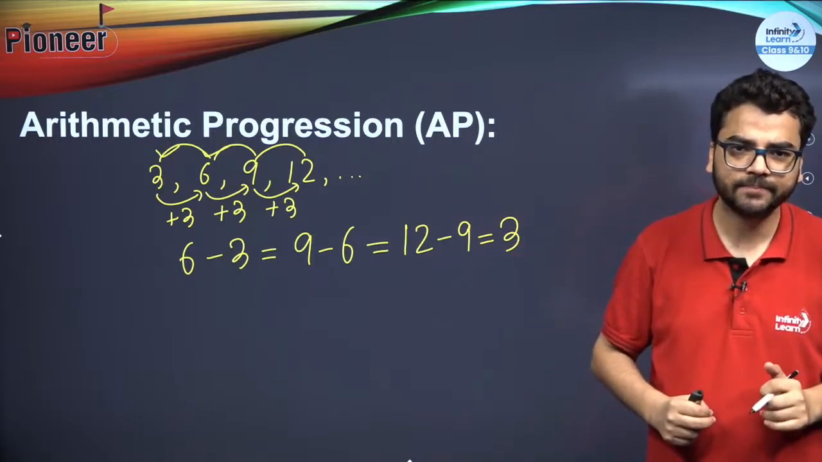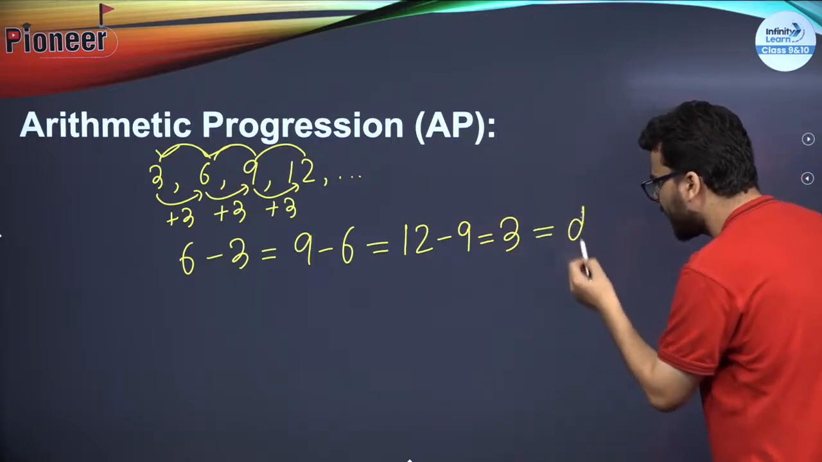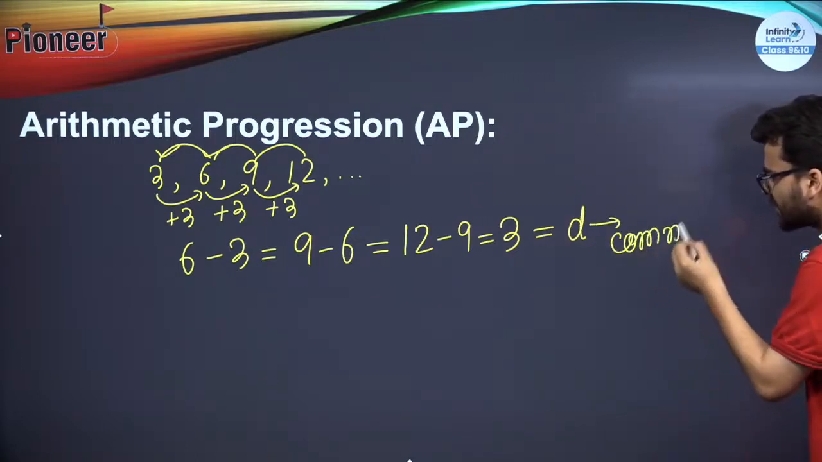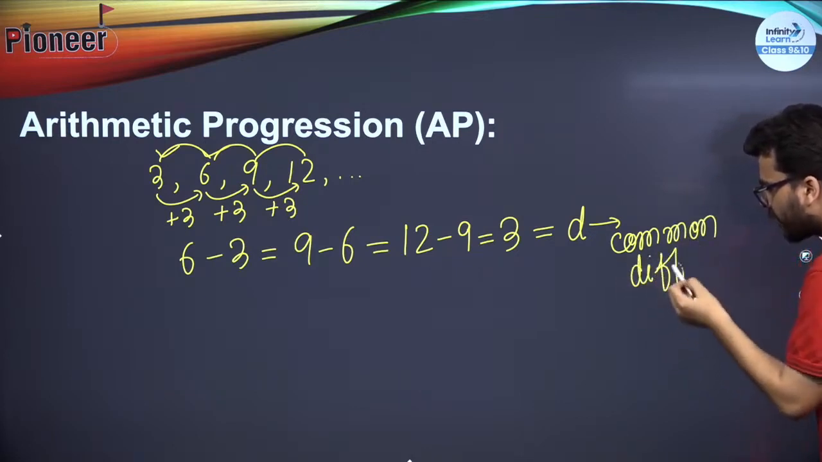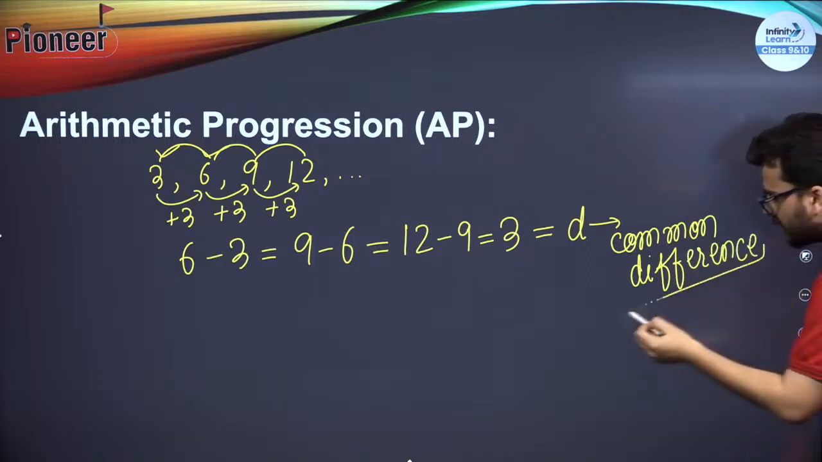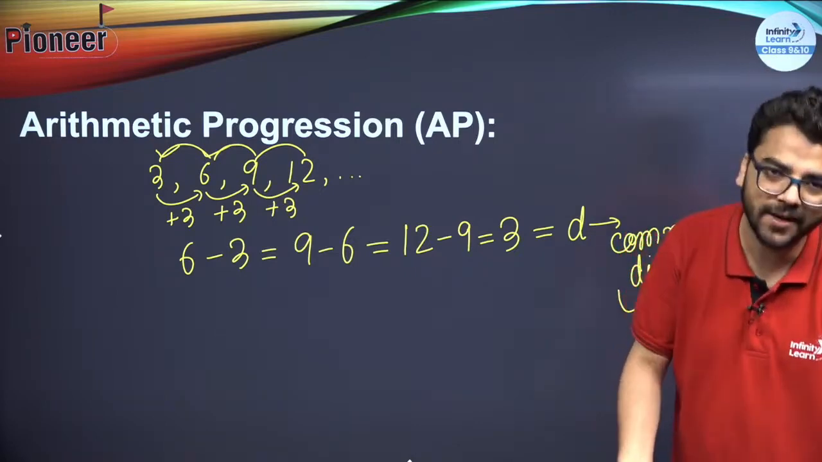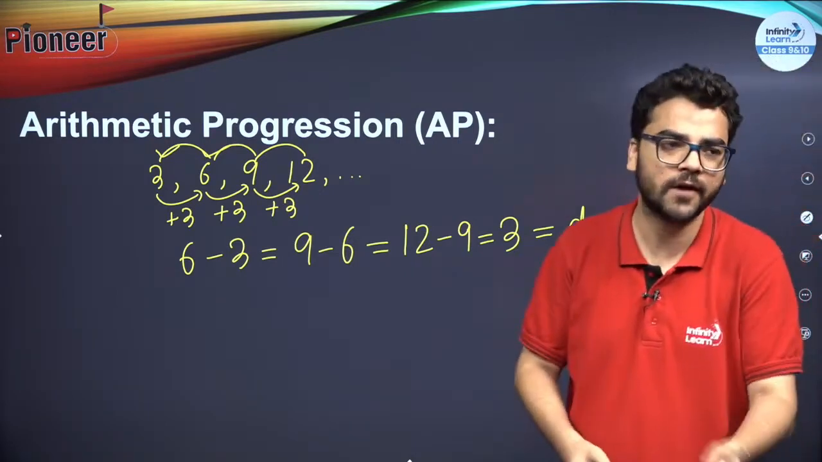You got that? And that same difference is called the common difference. We write it by D and we call it common difference. Any doubt in this thing, guys? Very basic logic. That same difference which is common over here is called the common difference, right? So that is an arithmetic progression for you.